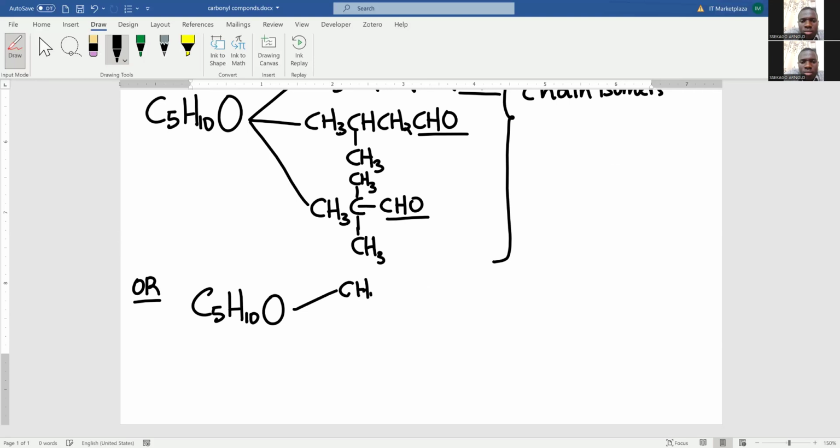CH3, CH3, CO, CH2, CH2, CH3. Those are 5 carbon atoms and 10 hydrogens.